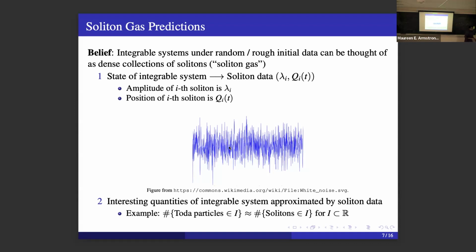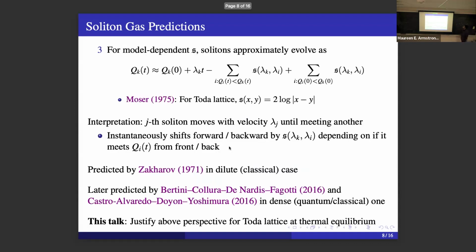Now that's great as long as I can actually understand the soliton system. So the third point is that I know how the solitons evolve, and they evolve approximately according to what was indicated here. Let me write down the equation. The claim is that the decayed soliton satisfies this equation: q_k, the location of the decayed soliton at time t, is equal to its location at time 0 plus the velocity lambda_k t. This is the natural linear flow. But now I'm adding and subtracting a bunch of these scattering shifts.